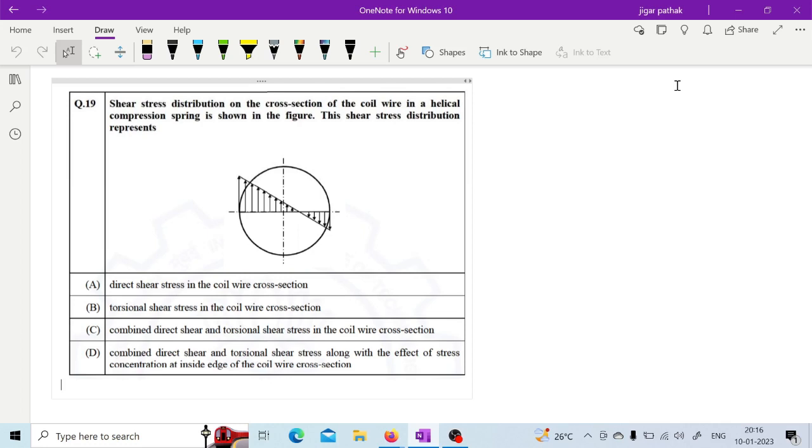What we discussed earlier while deriving this shear stress, if you remember, is that we considered direct shear stress and torsional shear stress. Yes or no? So C will be the answer: combined direct shear and torsional shear stress in the coil wire cross section. Okay.